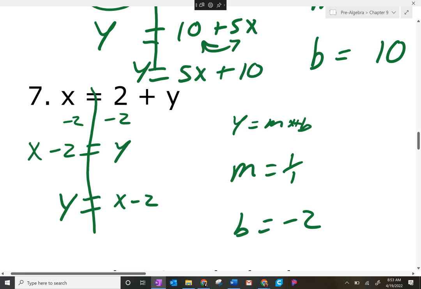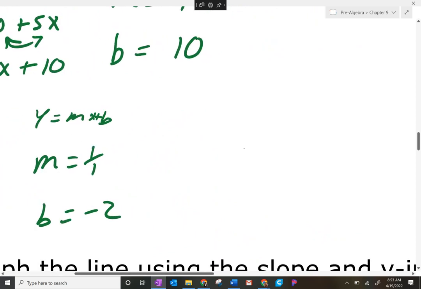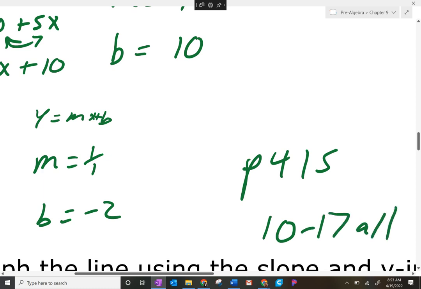Perfect. Not worried about graphing. All you guys have today, page 415, 10 through 17, all. All you're doing is figuring out what m equals and what b equals. You have 8 problems for those. We have like 1 minute left.